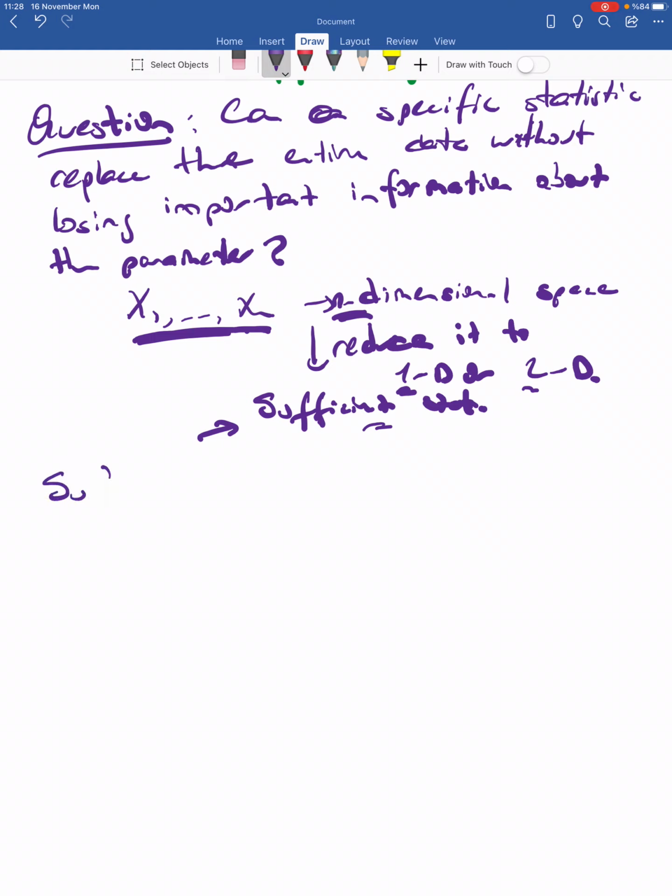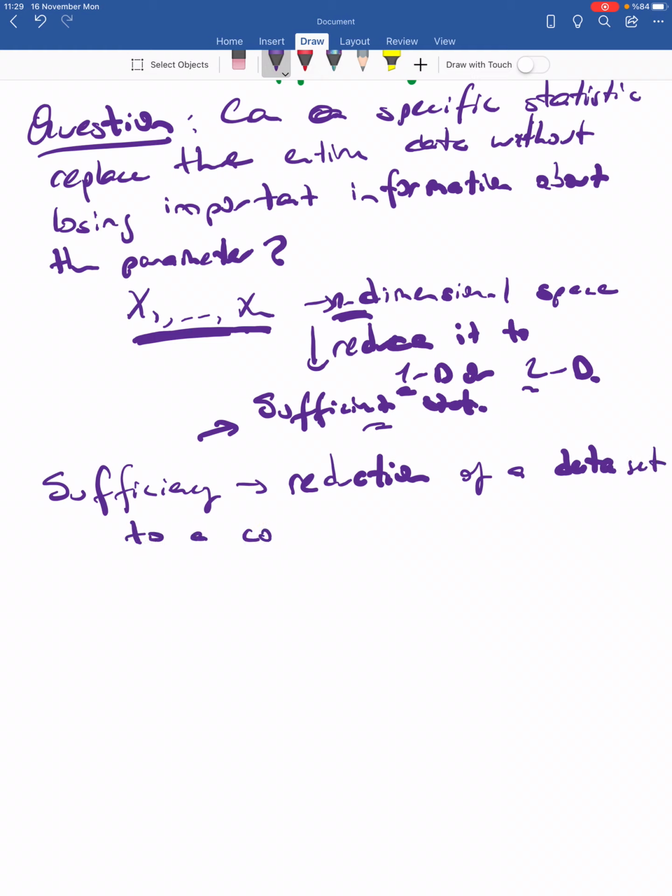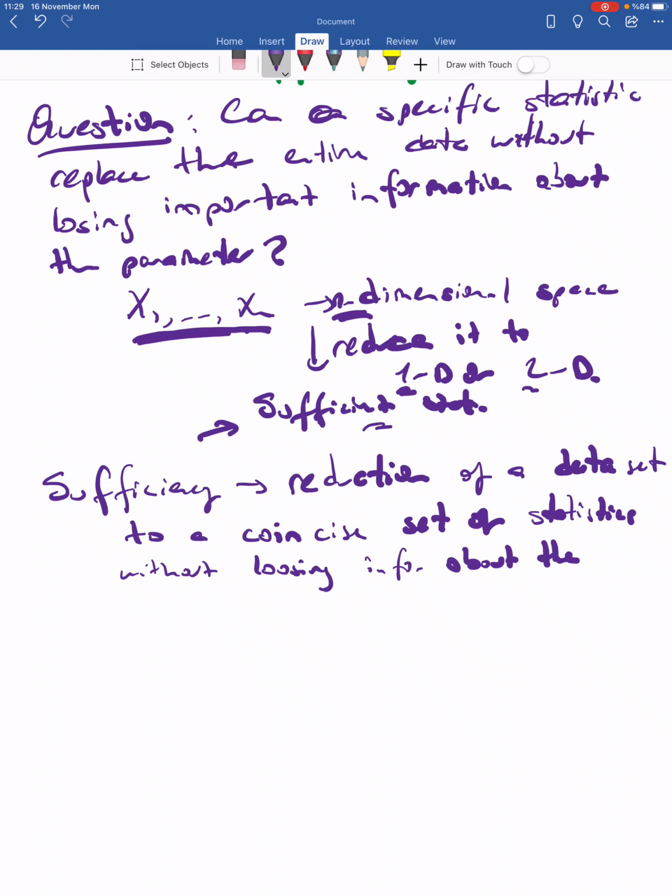So sufficiency provides us a reduction of a data set to a concise set of statistics without losing information about the parameters.